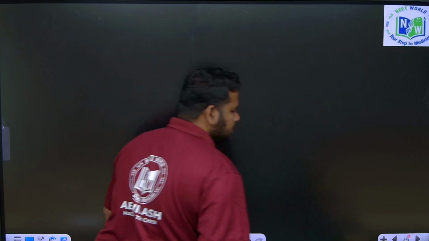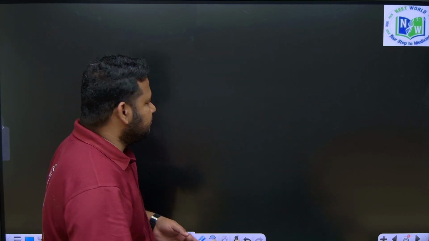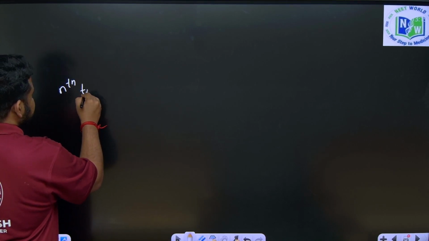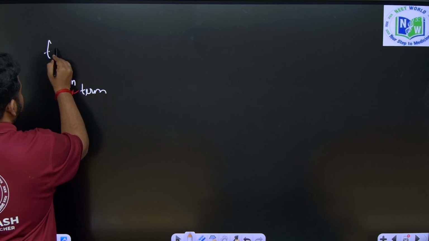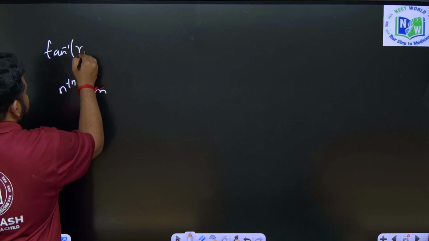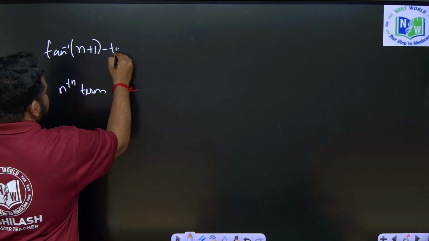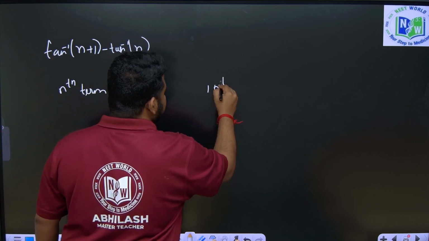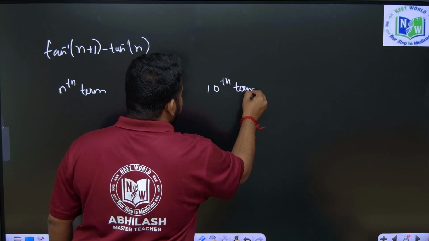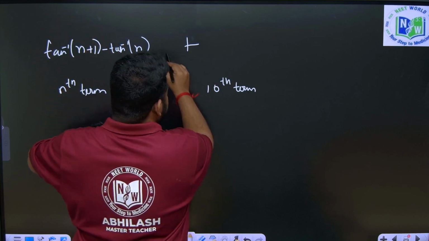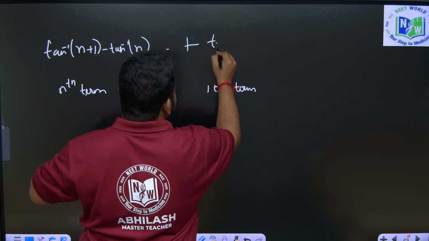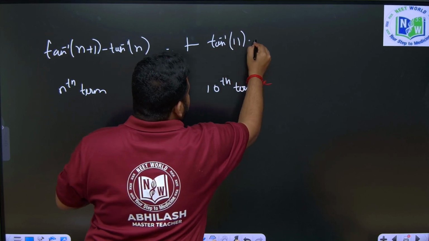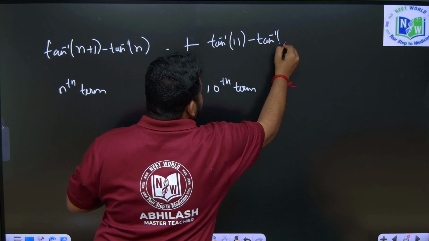Now for the nth term, we are getting it in the form of tan inverse of (n plus 1) minus tan inverse of n. Correct? So similarly for the 10th term, what will we get? For the 10th term we will get, plus all those things, dot dot plus, tan inverse of n plus 1. N is 10, n plus 1 is 11, minus tan inverse of 10.